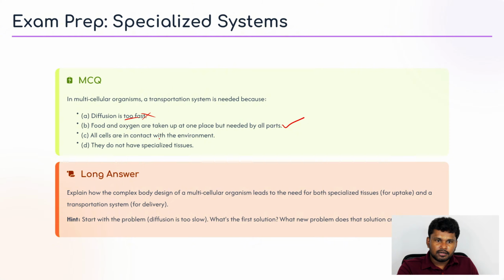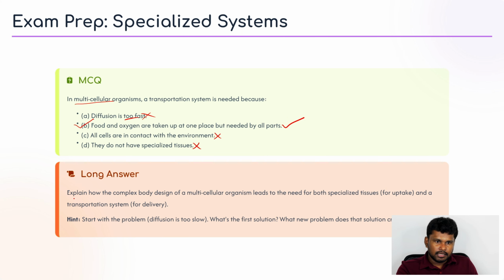All cells are in contact with the environment. No, not all the cells. There are a lot of cells inside you. They do not have specialized tissues. No, multicellular organisms have very well organized and specialized tissues. So the correct option will definitely be B. Let us see the answers in the next slide.